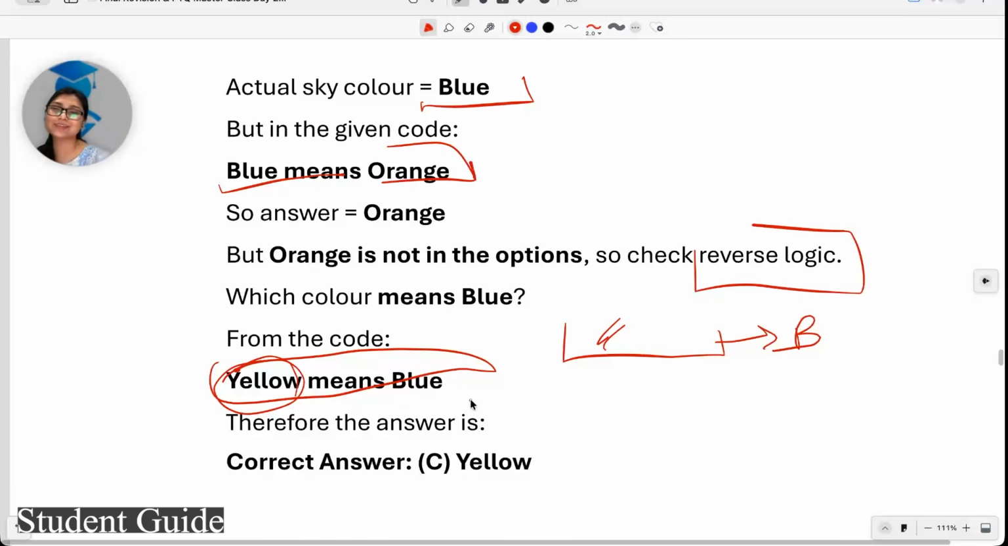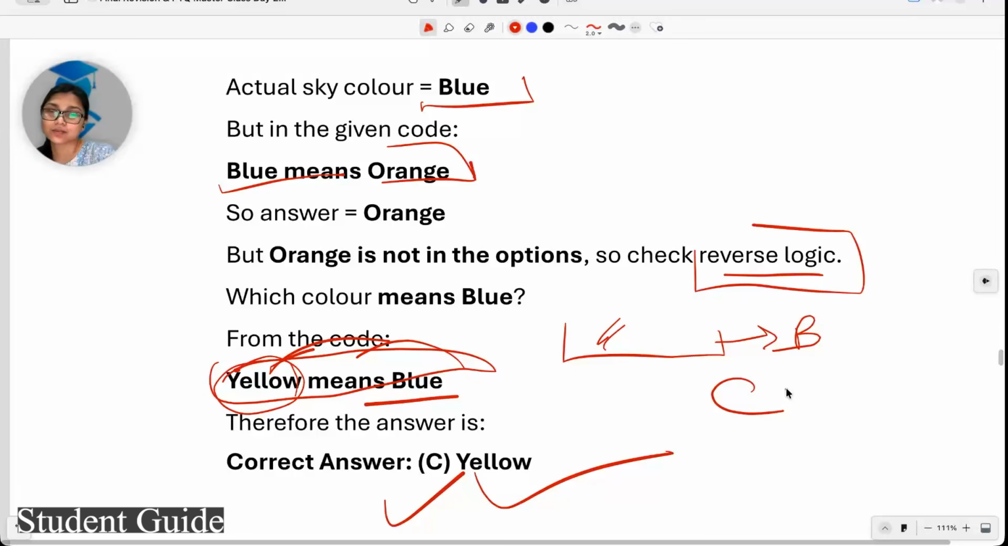This is a very reasoning type of thing. As you use the reverse logic, and in the question it is saying that yellow means blue, it means blue means yellow. That's why in the options you will find option C, yellow, is the correct answer. Very easy. If you find it difficult, go through the question once and then go through this explanation slide. I have given the explanation slide in a super easy manner so that you can understand it very easily.